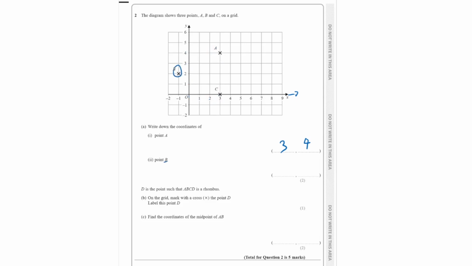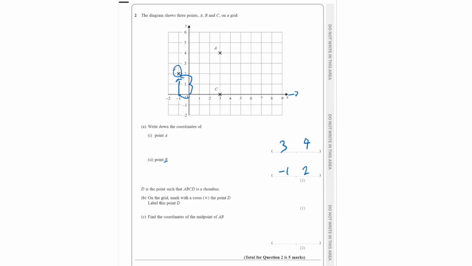Moving on, write down point B. So point B is over here. Again, we always go on the x-axis. 0, -1, and we go here. So x is -1, and the y-axis is 1, 2. So you simply write 2.